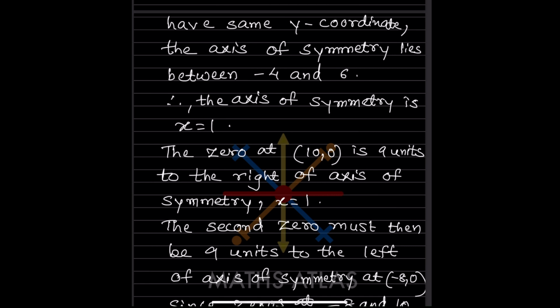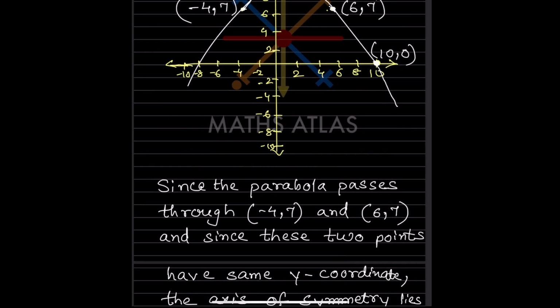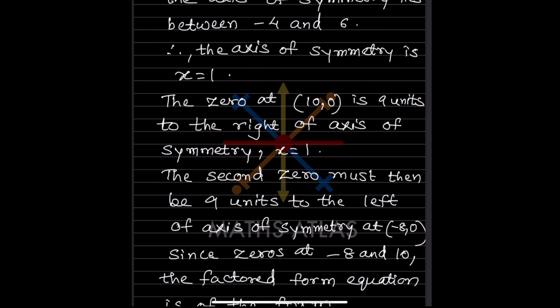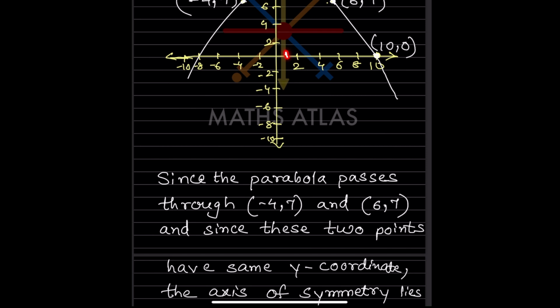So the zero at 10, (10, 0), is 9 units from the axis of symmetry. Can you see here? Because this is the axis of symmetry and this is the point 10, from here to here there will be 9 units, right? So (10, 0) is 9 units to the right of the axis of symmetry, because the axis of symmetry is x equals 1. And the second zero must then be 9 units to the left.